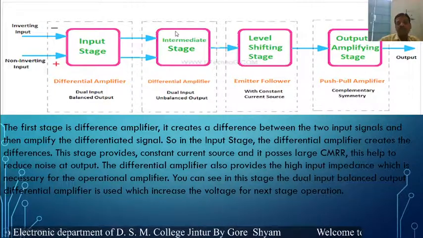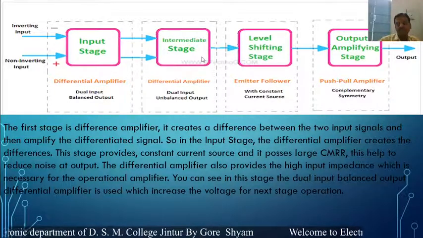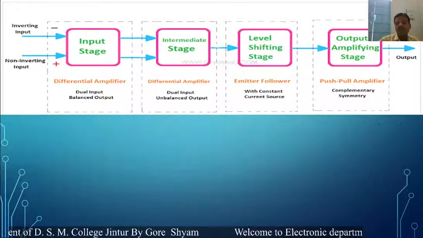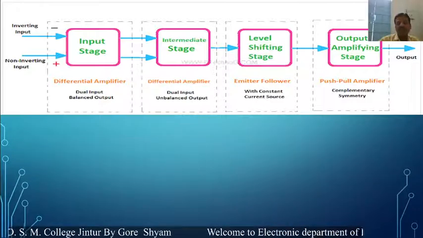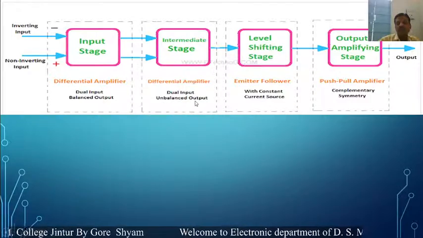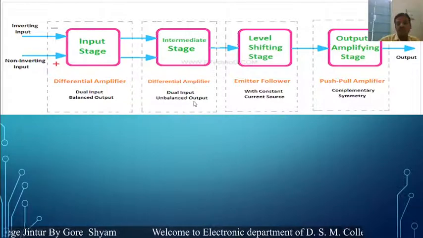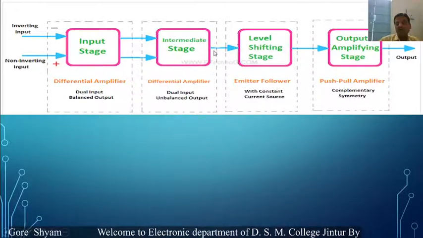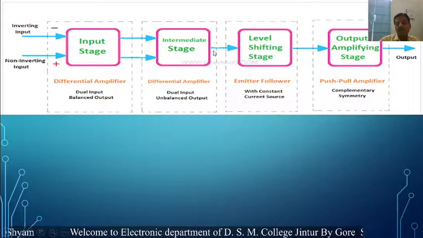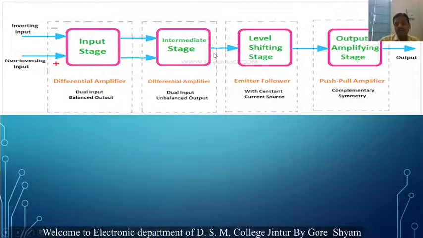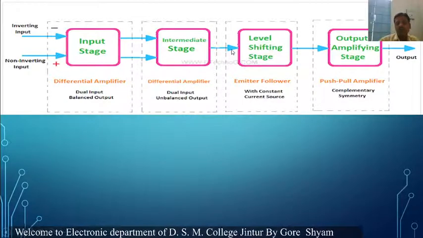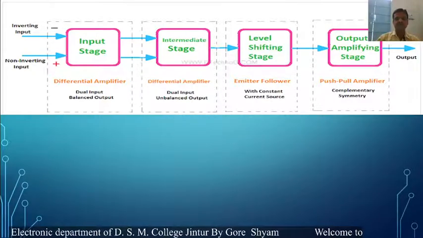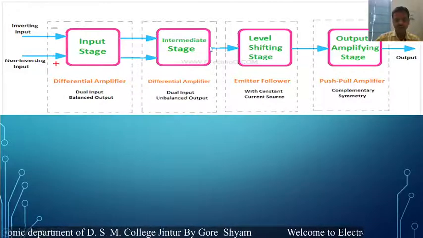And here the second stage is known as the intermediate stage, and the second stage is also a differential amplifier, and this is a dual input unbalanced output. Why is this dual input unbalanced output? Because here there are two inputs, but the output is taken across only one of the collectors of the amplifier. Therefore, the output is a single output, and such an amplifier is known as a dual input unbalanced output differential amplifier. This is also a differential amplifier.